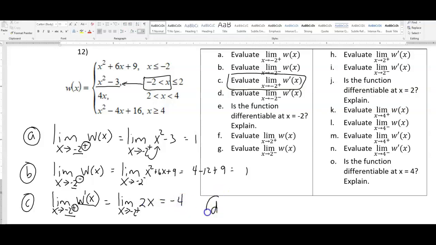And then for part D, we're doing the limit as x approaches -2 from the left. And we're approaching -2 from the left.